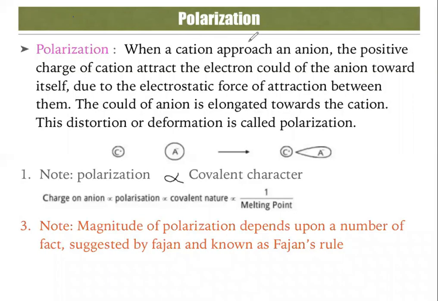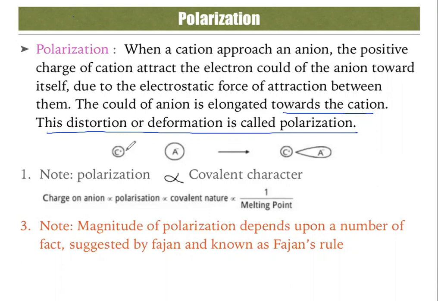Now, polarization. First, we will understand the statement of polarization. When a cation approaches an anion, the positive charge of the cation attracts the electron cloud of the anion towards itself due to the electrostatic force of attraction between them. The cloud of the anion is elongated towards the cation. This distortion or deformation is called polarization. So what is the meaning?